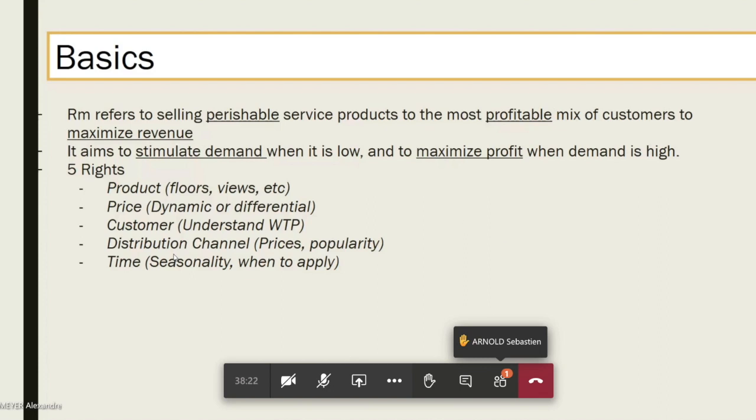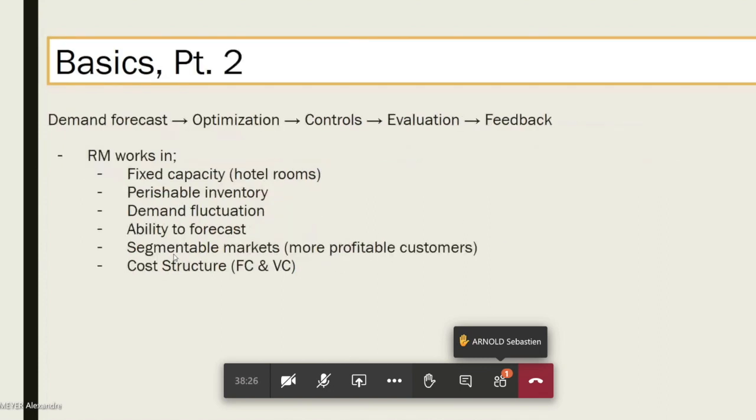to not pay too much, and that you can also make use of things like the billboard effect. So this is kind of the process. It first goes into demand forecasting, and then you optimize the bookings. So you choose which customer has the most, or you feel is going to bring the most to your company. Then you put controls in place to ensure that your optimization is put in place. Then you evaluate, and then you provide feedback to see if you can change the way you forecast and things like that.